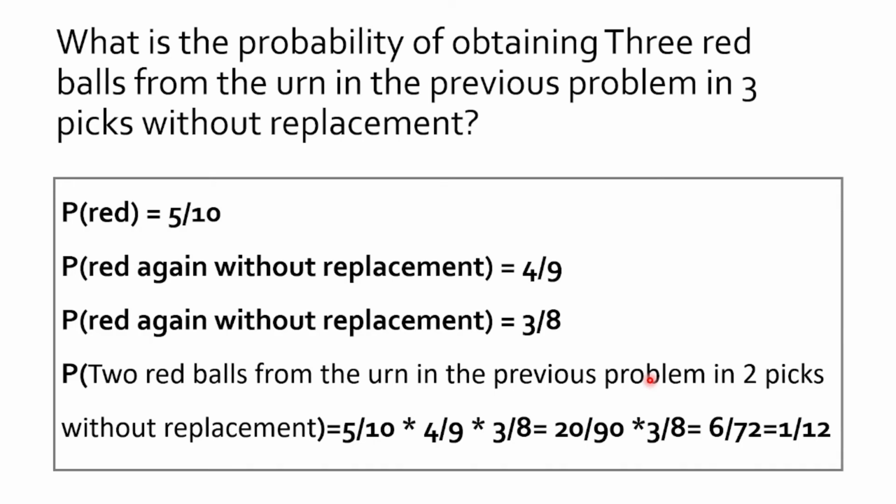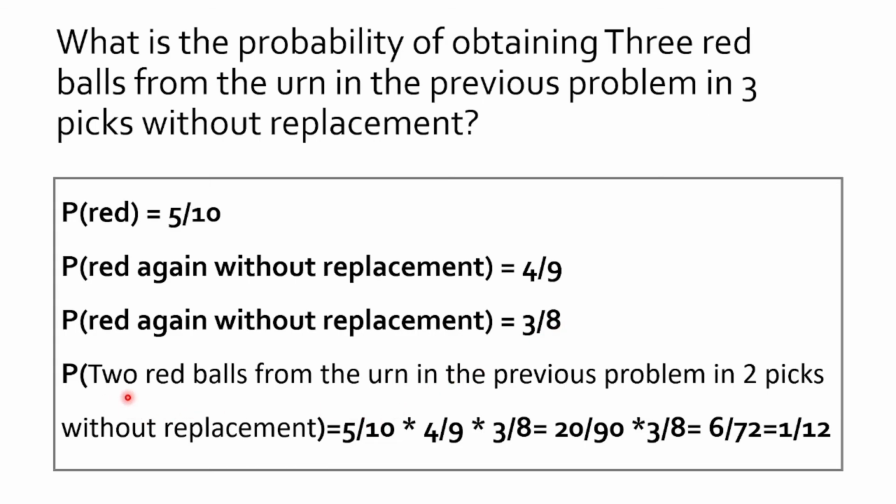What is the probability of obtaining 3 red balls from the urn in the previous problem in 3 picks without replacement? P of red is 5 by 10. P of red again without replacement is 4 by 9, because we have already picked one ball and there is one ball less. P of red again without replacement is 3 by 8.